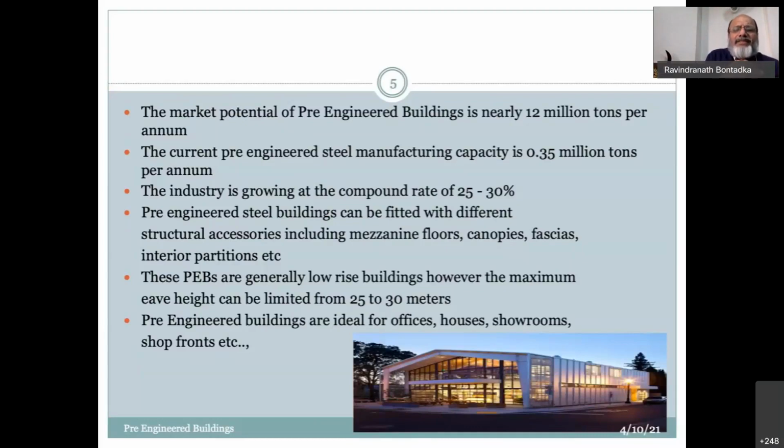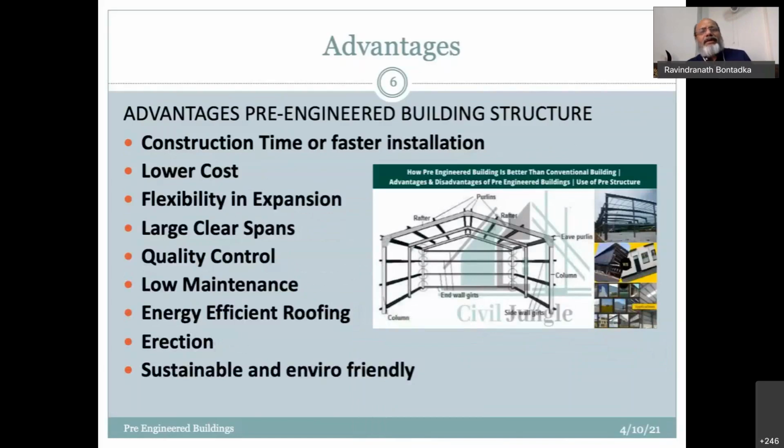PEBs are generally low-rise buildings. However, the maximum eave height can be about 25 to 30 meters. These are ideal for offices, houses, showrooms, and more. What are the advantages of this? The construction time is faster, installation is faster, lower cost, flexibility in expansion, larger clear spans, quality control. All these things are added, but the most important one is that it is sustainable and environmentally friendly.